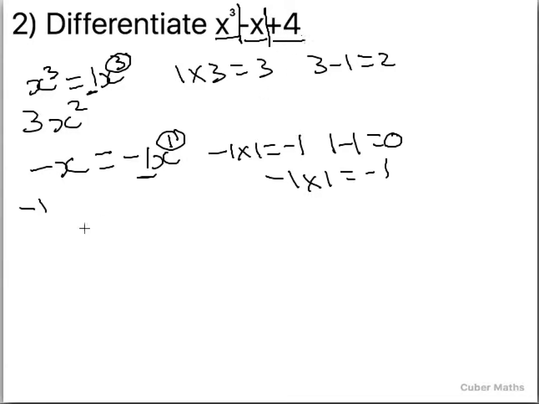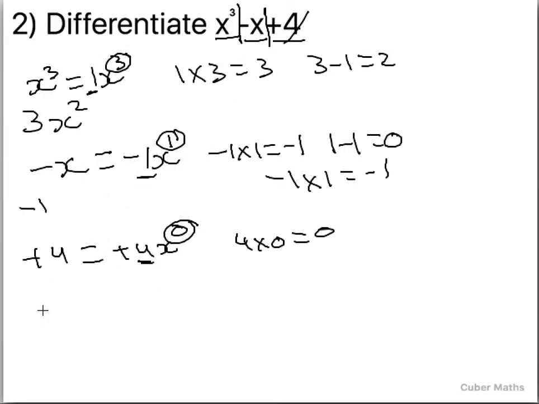Now if we take the last part, plus 4. That's saying we've got plus 4x to the power of 0, because just like we said before, x to the power of 0 is 1. So we've got 4 times by 1, which is going to give us 4. So if we take the number in front and take the power and do 4 times by 0, that's just going to give us 0. So we've just got nothing on the end. So we just lose this end bit here. But if we put the other bits of our equation together, dy by dx is equal to 3x squared minus 1.